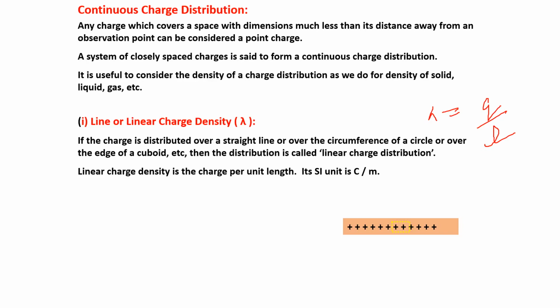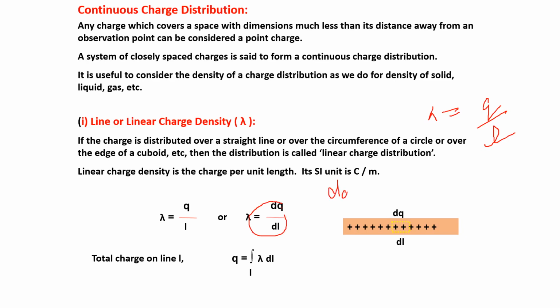So total charge will be, when you cross multiply, dq equal to lambda dl, and when you integrate both sides over the whole length of this wire, this will become q equal to integral of lambda dl. Integration of dl means total length, so we get the total charge q.